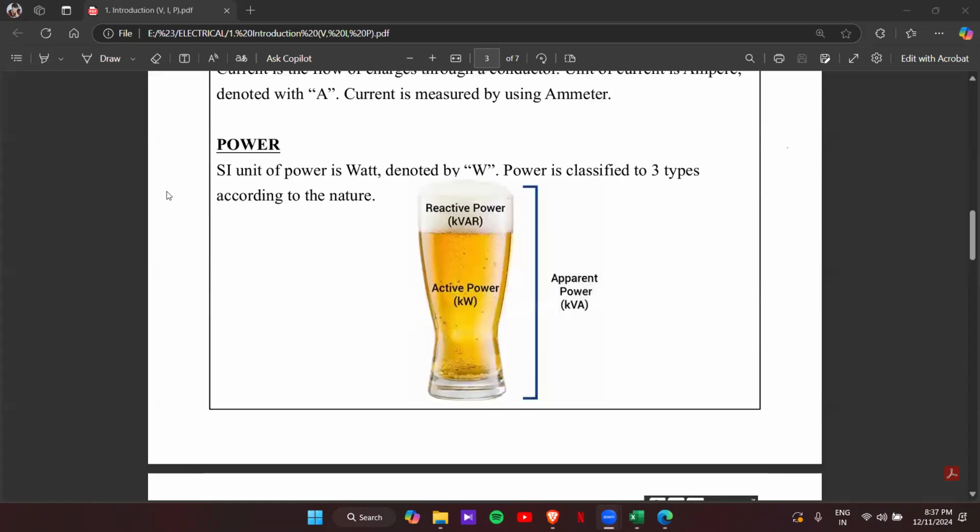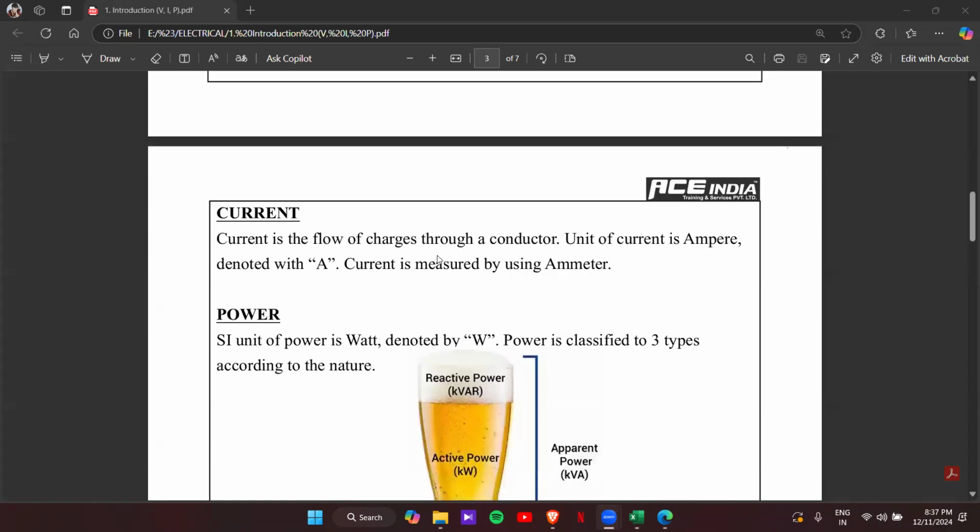current first. Current is a flow of charges. We know we have two types of charges: positive charges and negative charges. The charge always flows from the positive to the negative side. This flow of charges from the positive to the negative side is called what? Current. And the unit of the current is ampere.